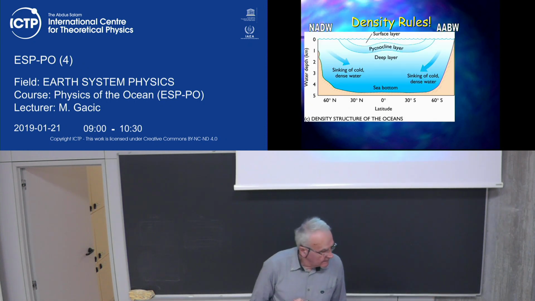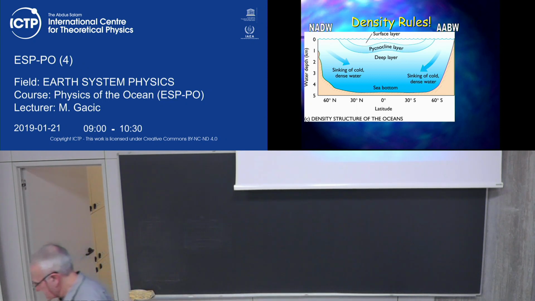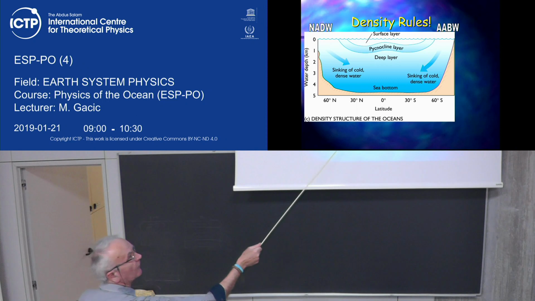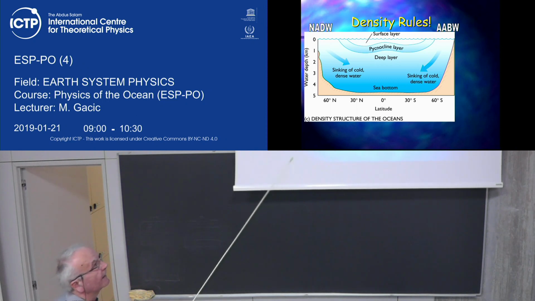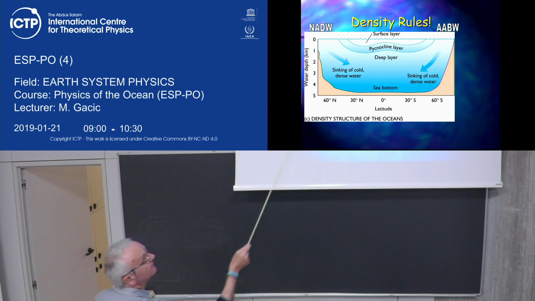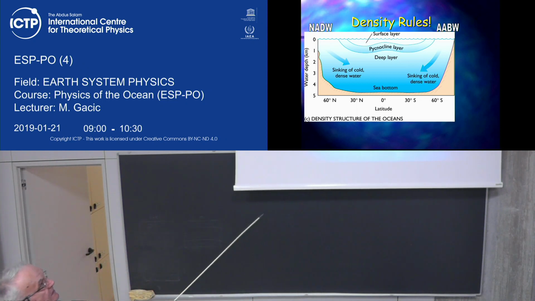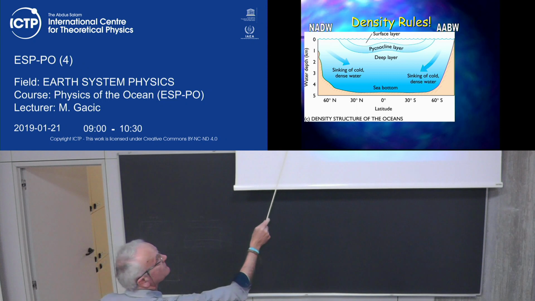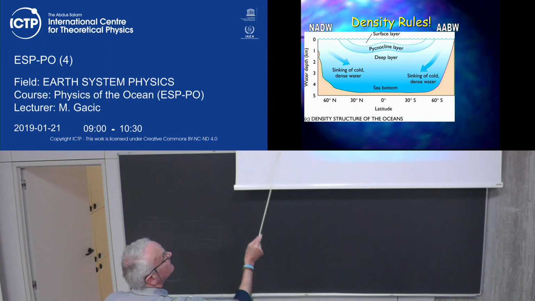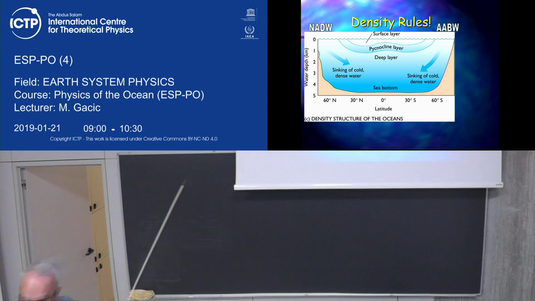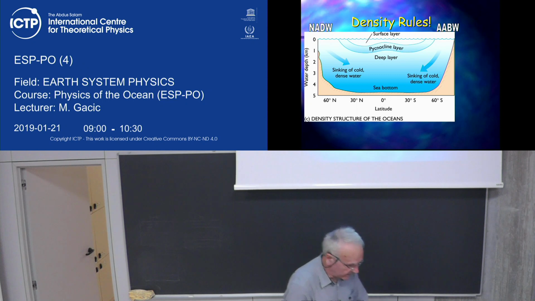And this is the schematic presentation that I already showed you before. The North Atlantic and Antarctica, and these are the sinking of two dense waters. And then you can see the pycnocline layer. This is what I was talking to you about. This is a permanent pycnocline, which is present all over the year, except in the polar areas where the vertical mixing destroys this layer.